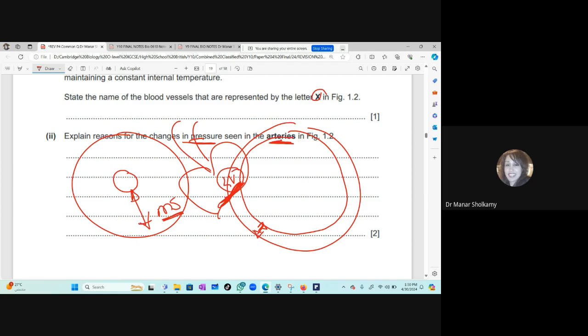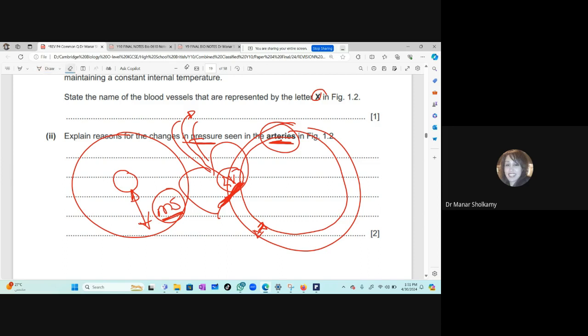So when the left ventricle contracts, there will be high pressure in the artery. And when the left ventricle relaxes, there will be low pressure in the artery. So the high and the low pressure in the artery is the result of the high and the low pressure in the heart. The heart will pump, it will contract, and then the pressure will be high in the arteries. And then the heart will relax, and there will be low pressure in the arteries. These arteries themselves are made up of muscles and elastic tissue to be able to withstand the changes in pressure, the high pressure and the low pressure.